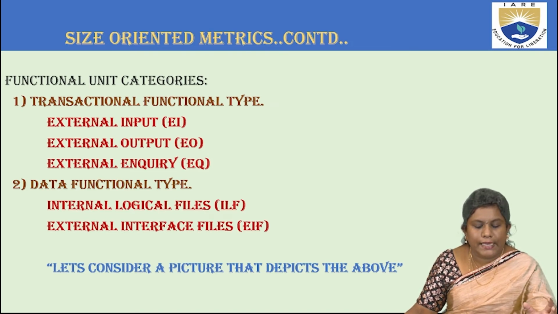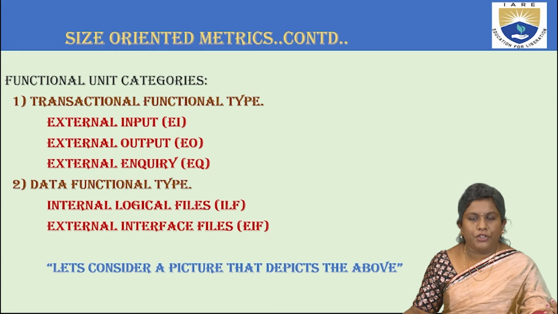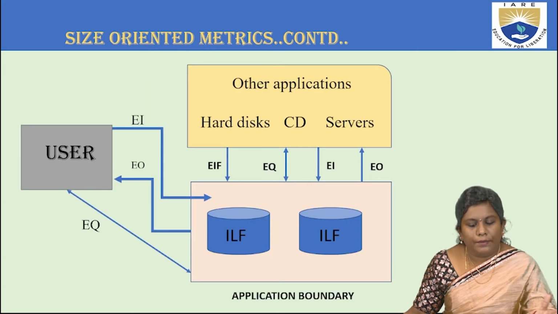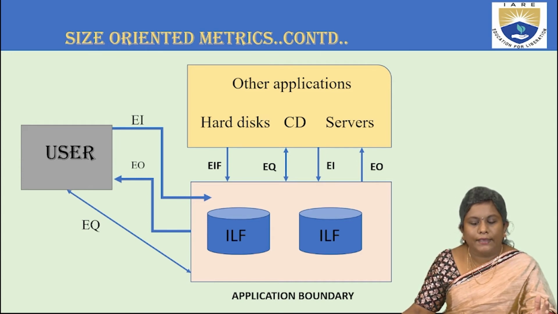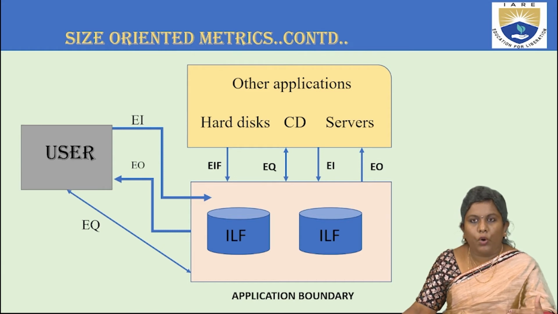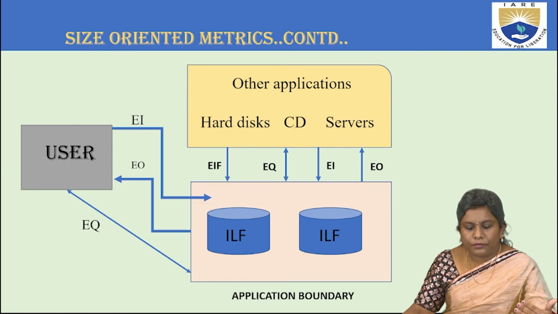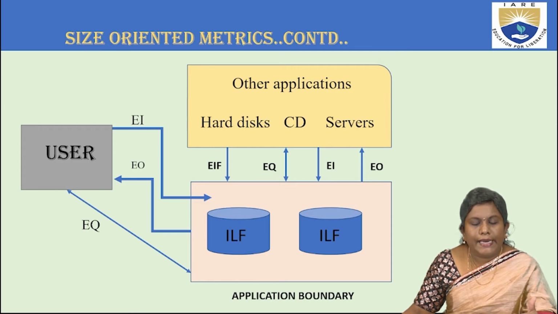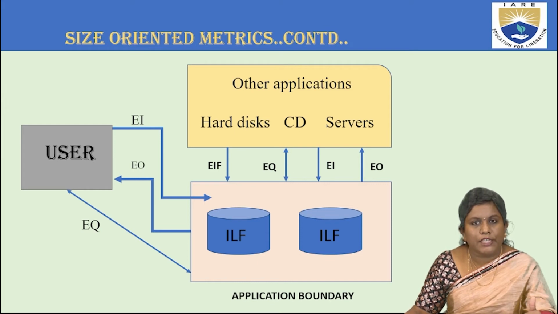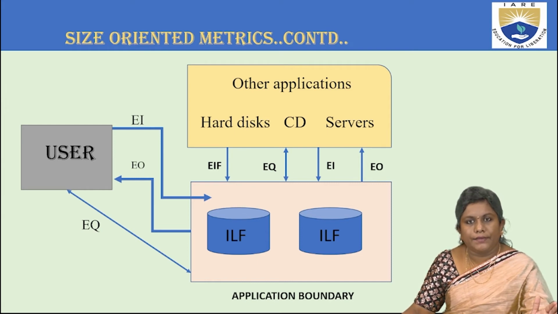All these things have been depicted in a picture. Let us have a look at that diagram. Looking at the diagram, you have users at the left side in the gray box, and at the top you have other applications. Other applications include hard disks, CDs and servers. Coming to the lower block, you have ILF, that is internal files, and EI stands for external input, EO for external output and EQ for external enquiries.